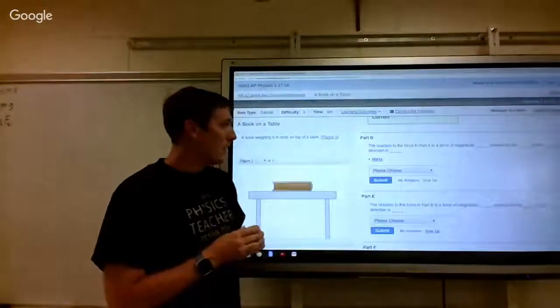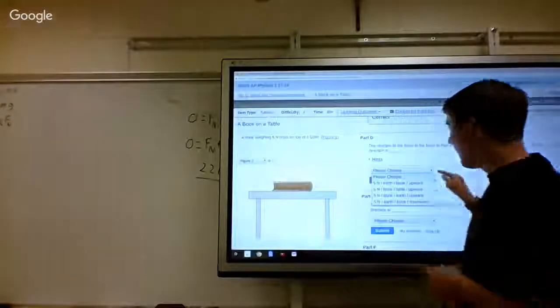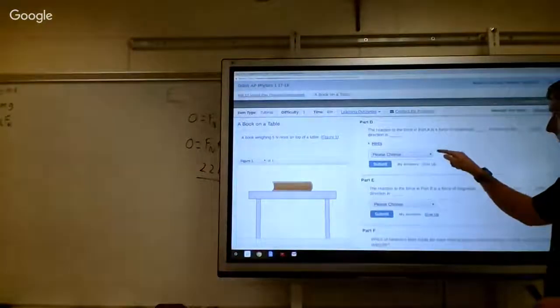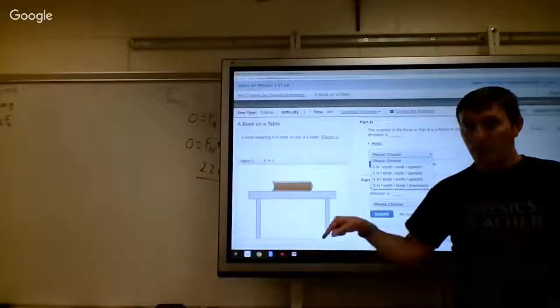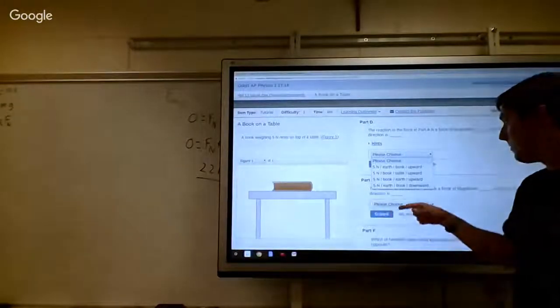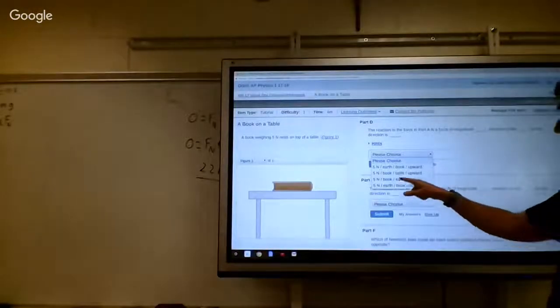The reaction of the force in part A is the force of, it's going to be 5 again. Okay, so that's what we're talking about, right? The book is being pulled down by the Earth, and so the opposite of that is going to be the book pulling the Earth up.